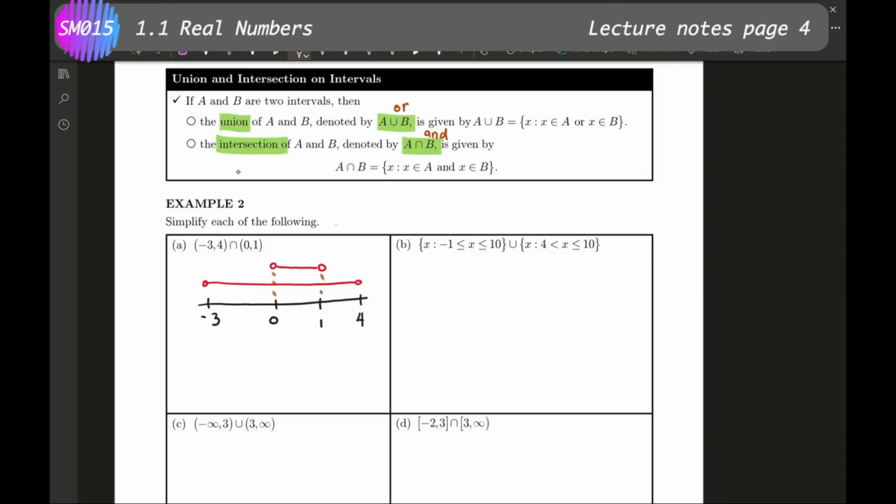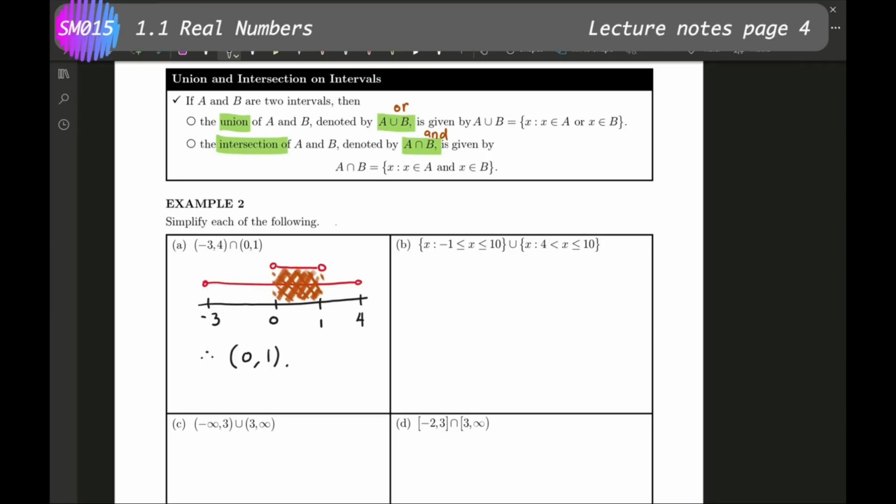This is the line. So we just shade the region here. That is the region where the two lines intersect with each other. So from there, what are the numbers involved? From 0 until 1, right? So what about the interval? Is it an open interval or a closed interval? Obviously, open interval. So the answer is the open interval from 0 until 1. Very, very simple. Okay, now let's go to B.